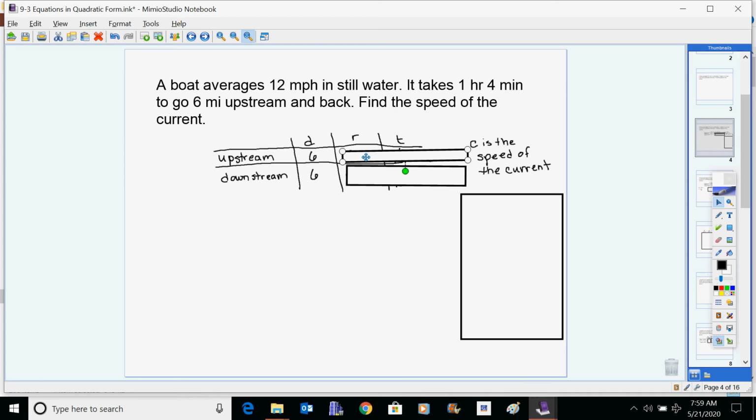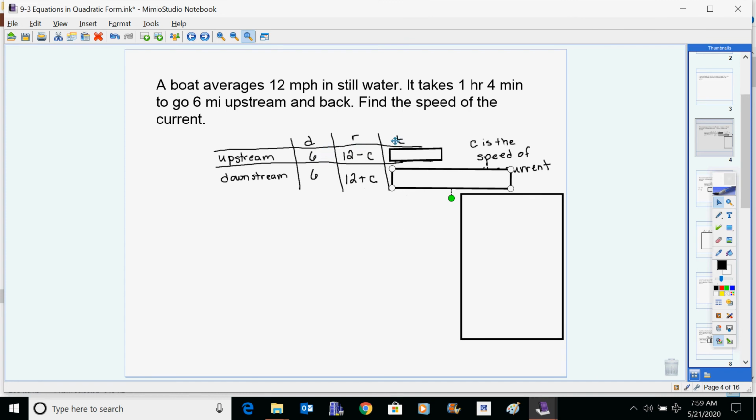Our rate, now in this case it's not just the 12, but when you're going upstream, you have that 12 that you're putting in, but you have to subtract, take away the speed of the current, because that current is going against you. It's making it harder for you to travel. So 12 minus the speed of the current. Going downstream, the current is pushing you, so your rate is 12 plus the speed of the current.